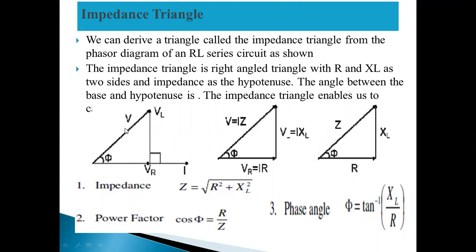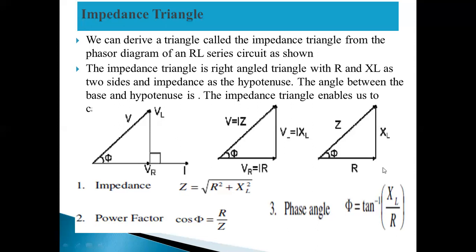V equal to IZ, I have written. VL equal to IXL, VR equal to IR, I have written here. So here I is a common term, I will remove I here. So it will become Z, it will become XL, it will become R. So Z, XL, R here.